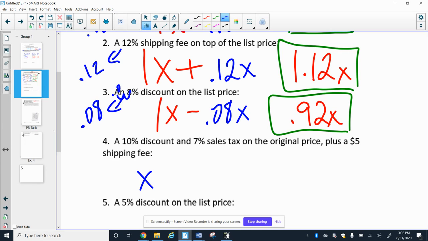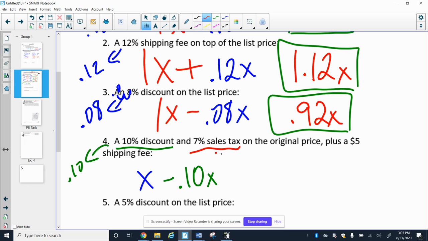Next, let's just take this piece by piece. So we want a 10% discount. Okay, so 10% discount, we can change that 10% to a decimal, 0.10. Okay, so reminder, discounts we take off from our original list price. We put minus 0.10x. Subtracted off 10% of x. Then we have a 7% tax. Sales tax. Remember, taxes are always added on, right? You're paying more because of taxes being added on to that original list price.